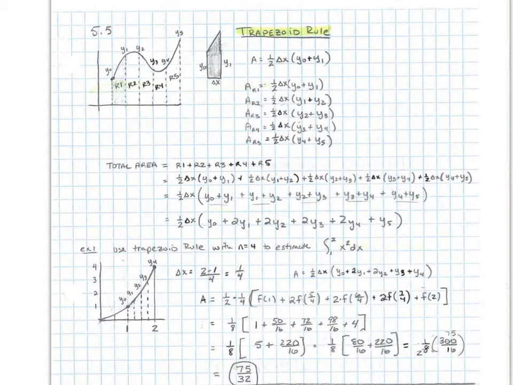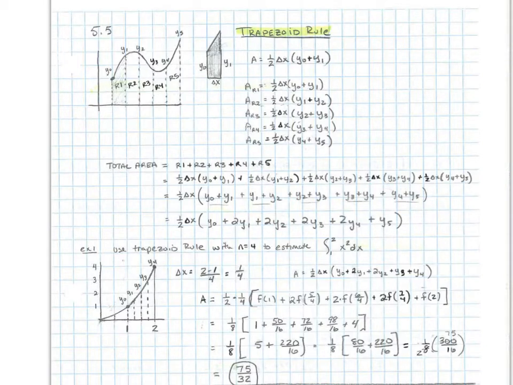We're going to use the trapezoid rule to find the area under this curve. We're going to break it up into 5 sub-intervals, and we're going to use the trapezoid rule as opposed to in the past where we might have used LRAM or RRAM or MRAM.